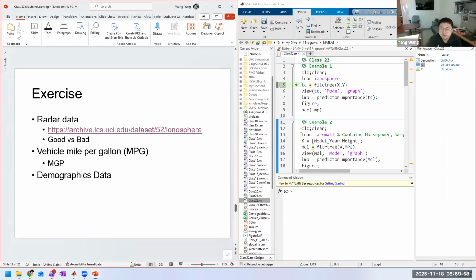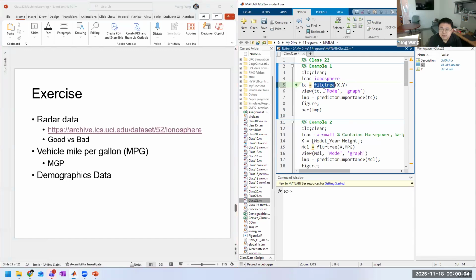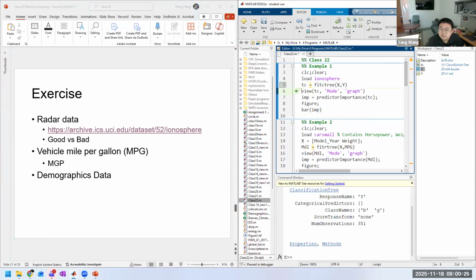So how do we use a decision tree to analyze the data? Basically in MATLAB, you use fitctree. Fit, basically you're trying to fit the data. C is classification, and tree is decision tree. Then you put the feature data and then the outcome data, or the result data, over here. Then you can run through the problem.